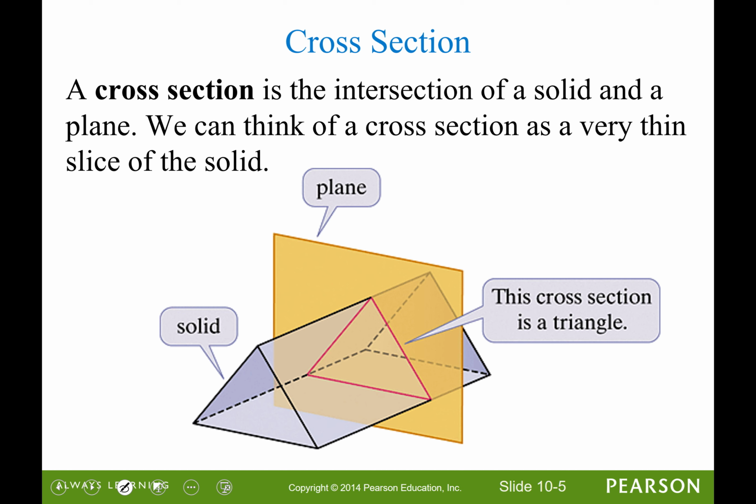So you can see we have the plane here. Our solid is this triangular prism. And then this part in red, this part is called the cross section. Okay, so it's just a two-dimensional triangle in this one.